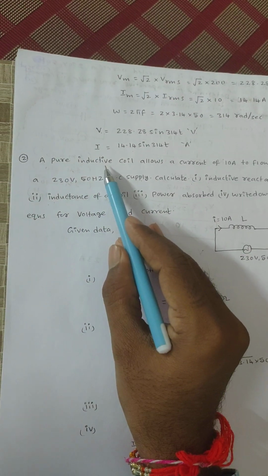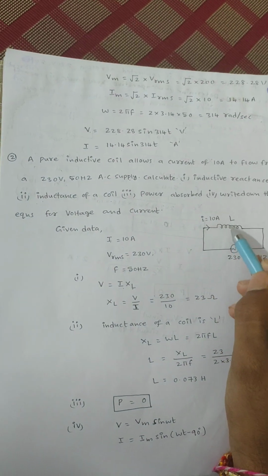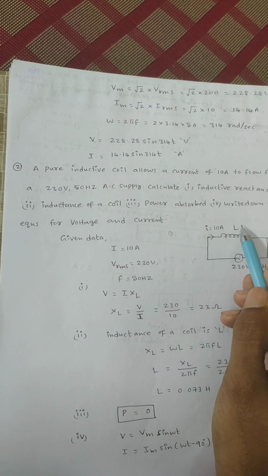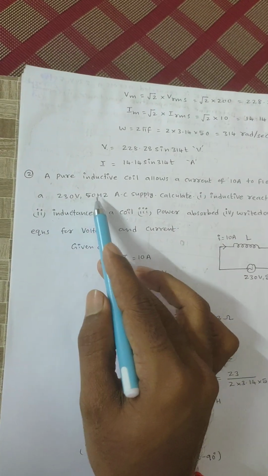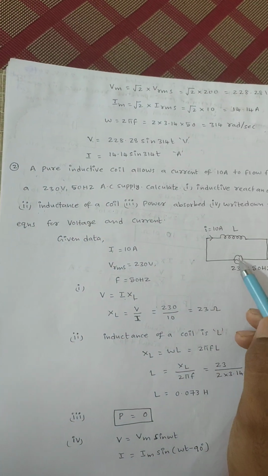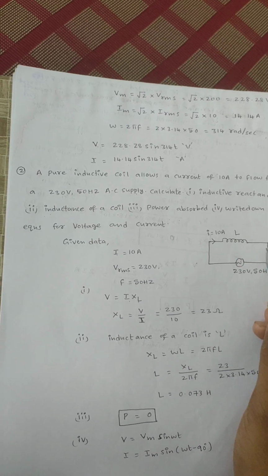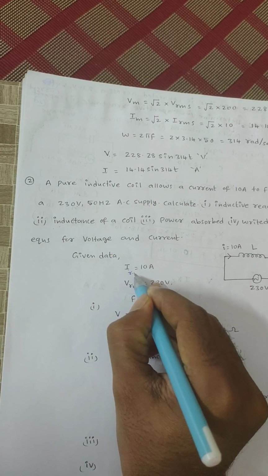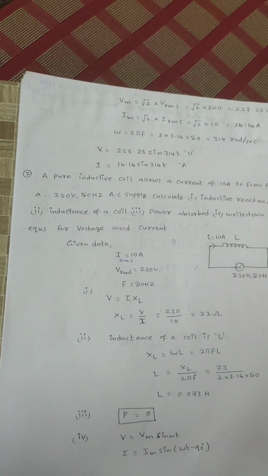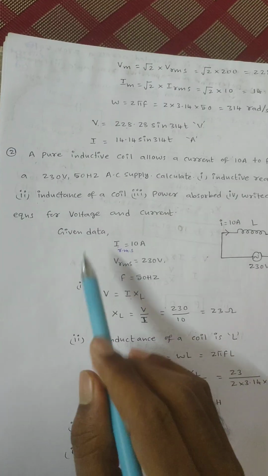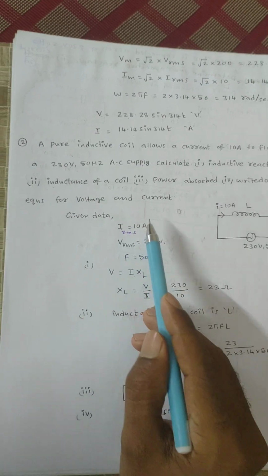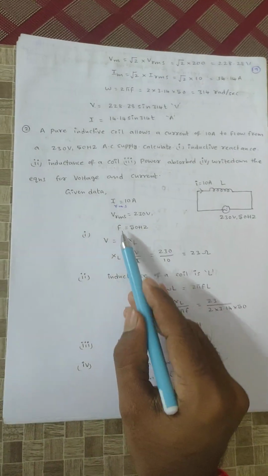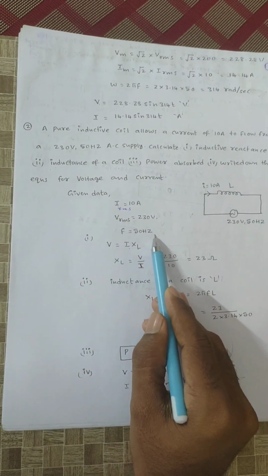Based upon this given data, let us consider an inductor having inductance L. The current flowing through the inductor is 10 amperes, flowing from a 230 volts, 50 Hz supply. That means the supply voltage is also given. What is given? Current is nothing but IRMS current. Unless otherwise specifically mentioned, those values are RMS values. IRMS equals 10 amperes. VRMS equals 230 volts. Frequency F equals 50 Hz.